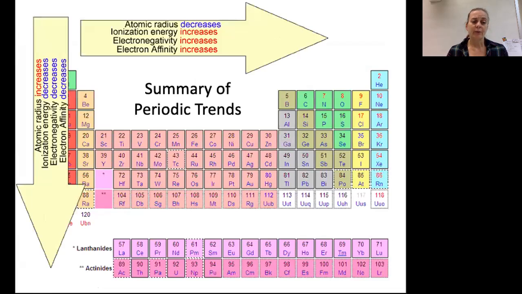All right, so the three periodic trends that we've talked about: atomic radius, ionization energy, and electronegativity. As we go across the table, atomic radius decreases, which then causes ionization energy and electronegativity to increase. As we go down within a group, atomic radius increases, which causes ionization energy and electronegativity to decrease.